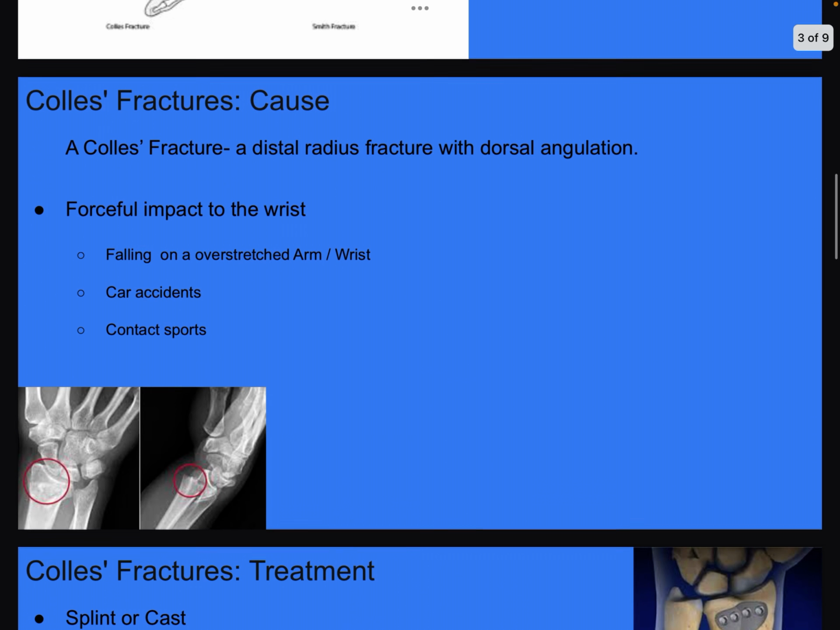This risk could happen in any falls, car accidents, any contact sports like football, soccer, any contact sport of that nature.